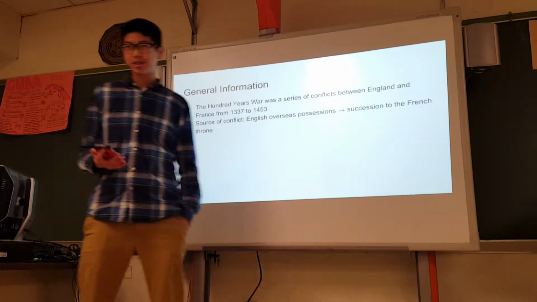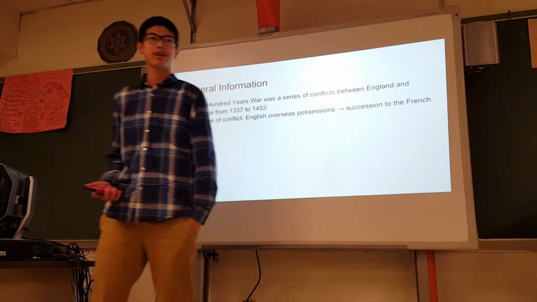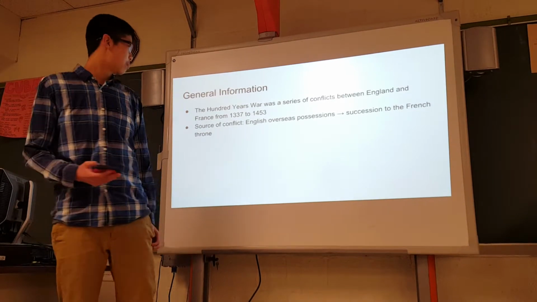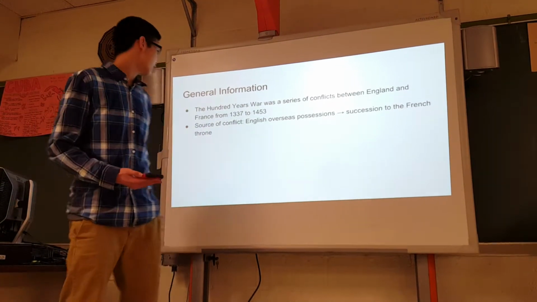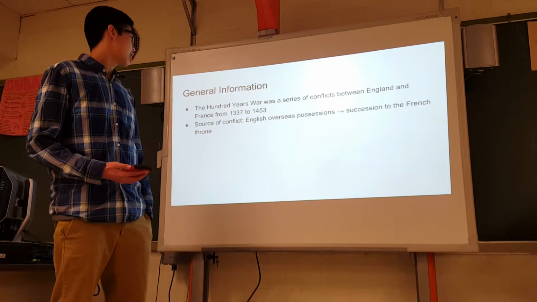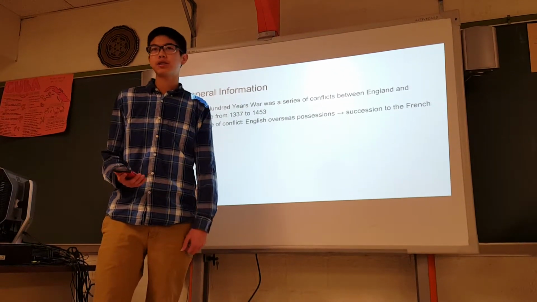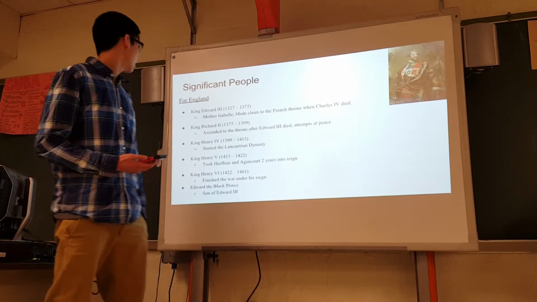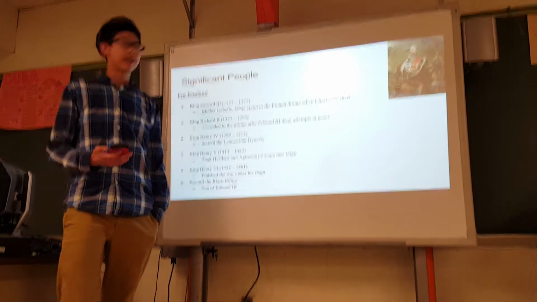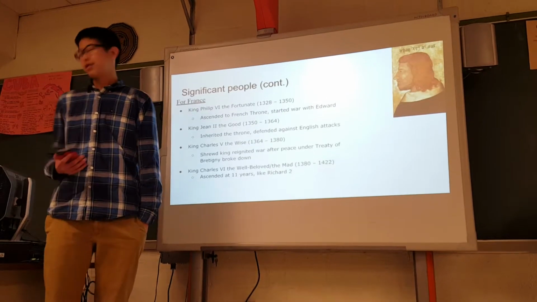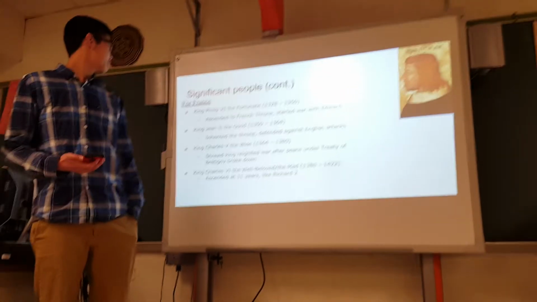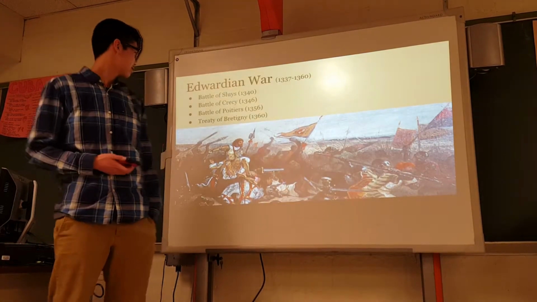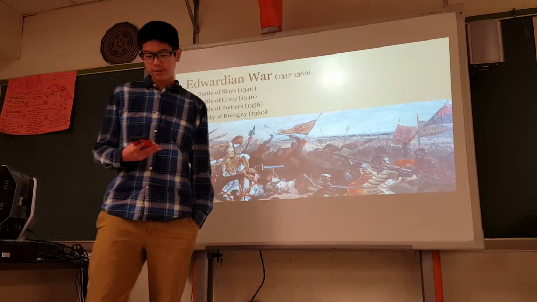So, general information: this war was fought between England and France, and it was over territory in France called the Aquitaine, and it was over the succession of the French throne. And these are notable people on the English side, and these are significant people for the French. More French. Oh, okay.